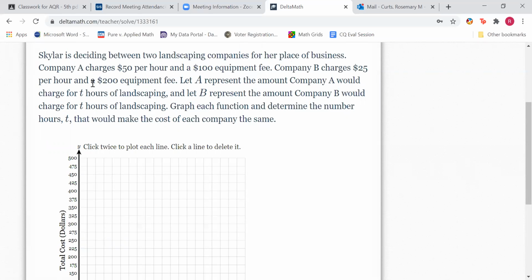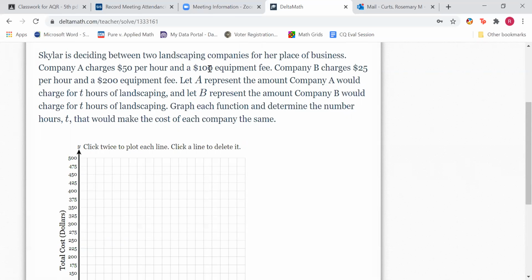A is the amount company A would charge. B is the amount company B would charge. So again, this is something where A has a smaller initial cost, right? $100 versus $200. But then the hourly rate is larger. And so at some point, one is going to get more expensive than the other.